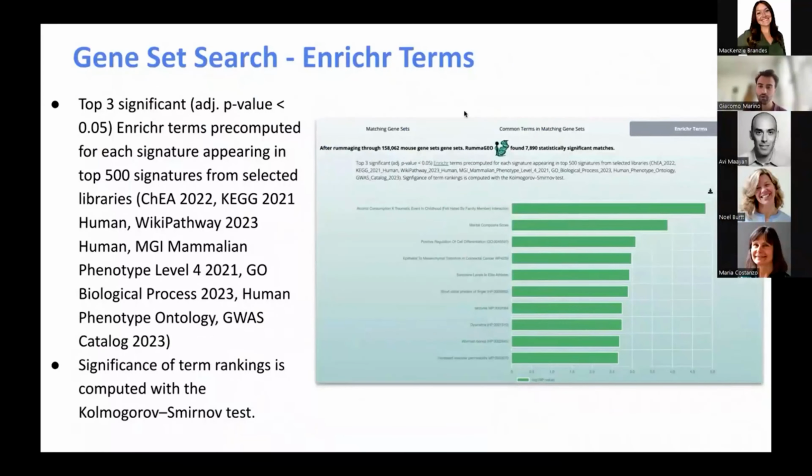The last tab on this gene set search page concerns Enrichr terms. So we pre-compute significantly enriched terms from selected libraries, including ChEA, KEGG, WikiPathways, MGI, GO Biological Process, GWAS, and the Human Phenotype Ontology. And then we can look at where these significant Enrichr terms rank among the top 500 signatures. And we can compute the significance of that with the KS test. So this helps show what those highly ranked gene sets are being enriched for generally.